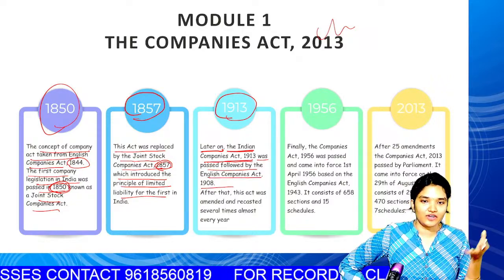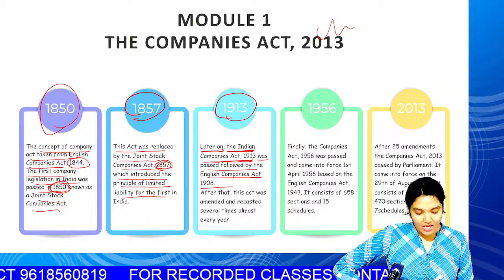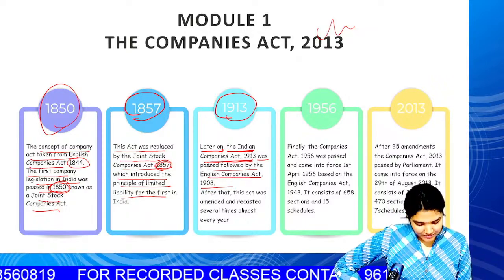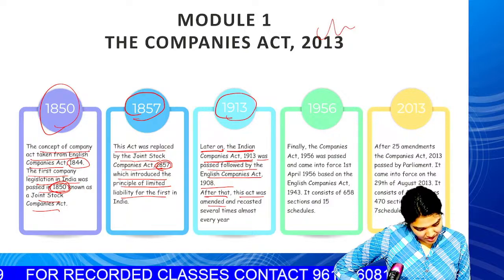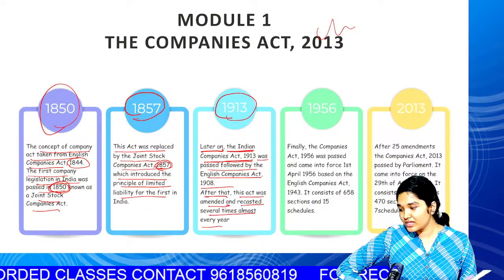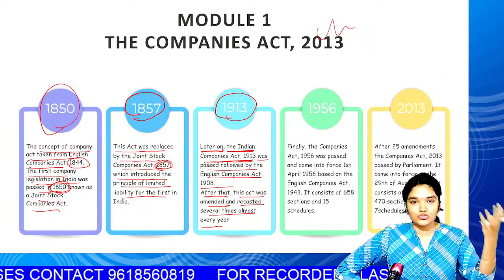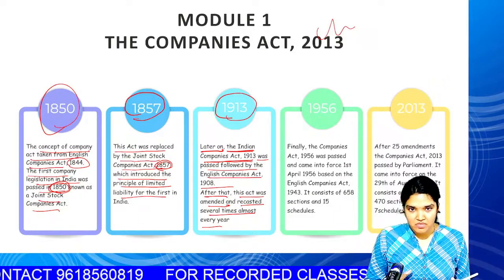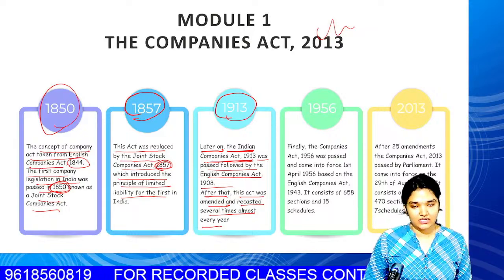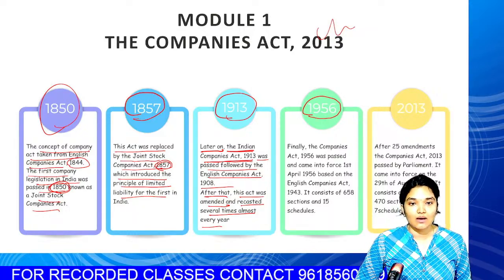Here also they have taken the rules, regulations and limitations from the English Companies Act 1908. After that, this act was amended and recast several times, almost every year, because we kept facing many issues based on case laws, court decisions and jurisdictions. We kept amending and recasting the act. That is how we got the 1956 Companies Act.